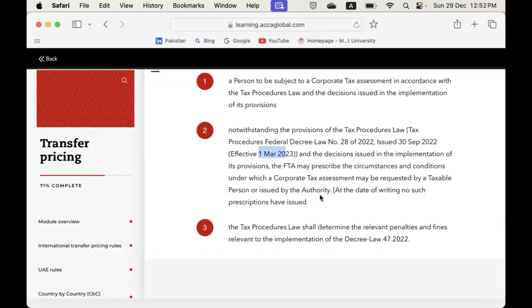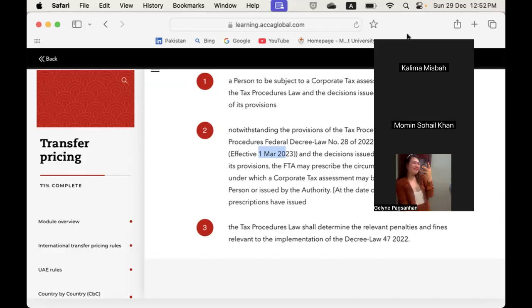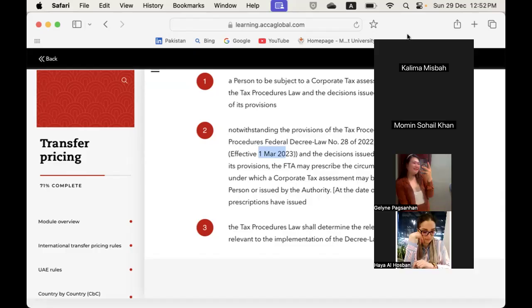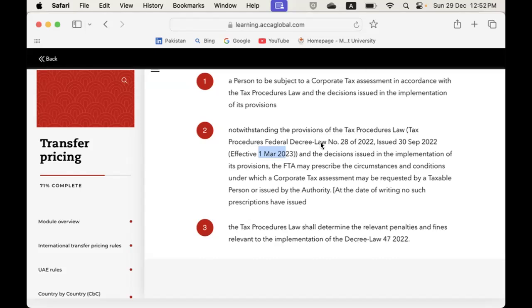So let me ask you a question. It's a very interesting and fine line of difference question. Is this the same as tax audit? Can somebody answer this? Abbas? A tax assessment, is it the same as a tax audit? No, it is not.